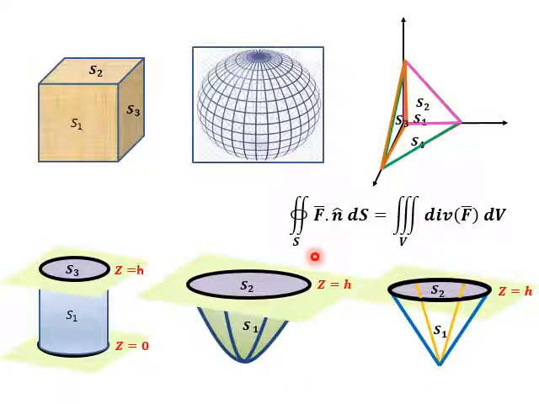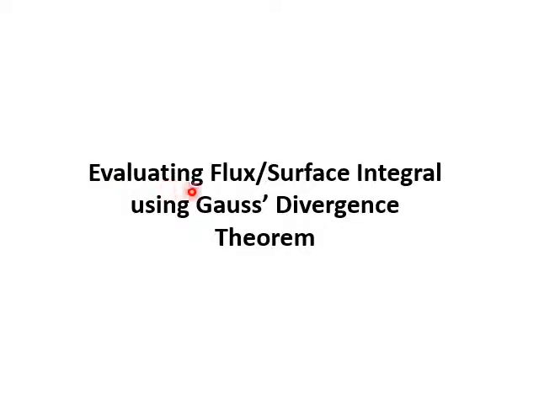Now we will see some examples to compute the flux across the closed surface using the divergence theorem. In this lecture, I have taken examples for the closed surface of a paraboloid with the top lid, and the sphere as well as the cube. Evaluating flux or surface integral using Gauss divergence theorem.